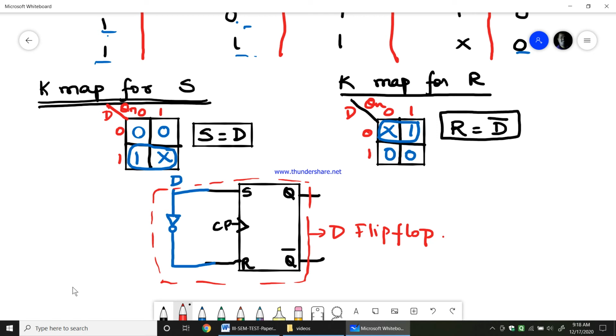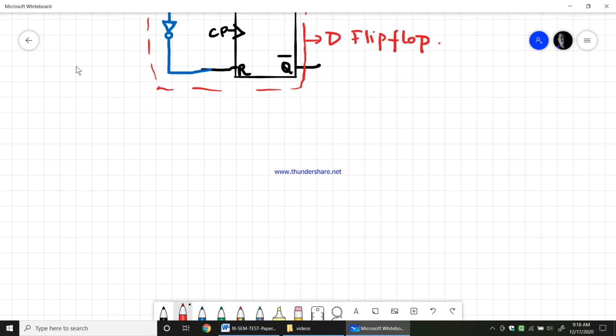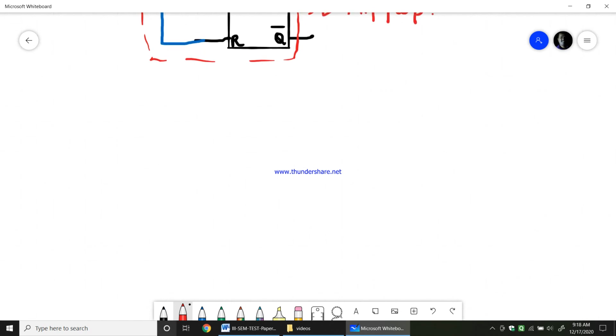Now we will see one more example: how to convert SR to JK flip-flop.